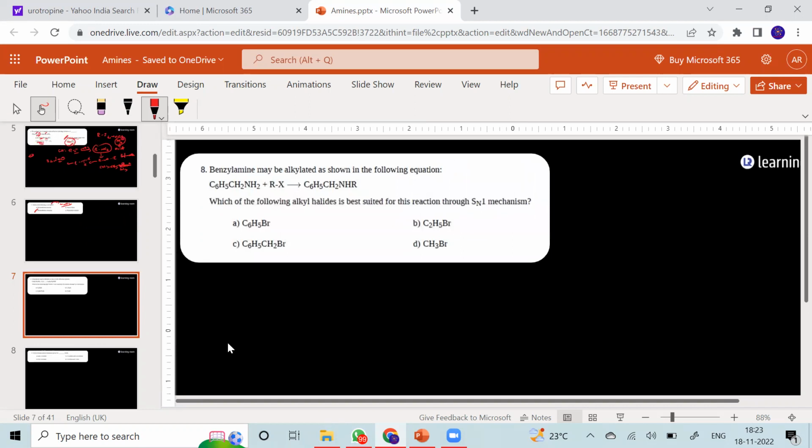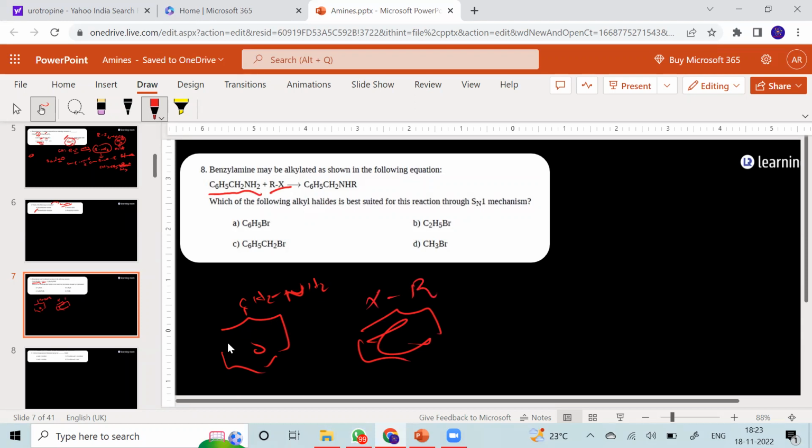Okay, so benzylamine. What is benzylamine? That is C6H5CH2NH2. That is a benzene ring with one CH2 and NH2. Right, and one NH2 like this. It is reacting with RX. Obviously, you can expect a nucleophilic reaction to happen. So if I have RX, and you remove one HCl, you form this particular compound, C6H5CH2NHR. Which of the following alkyl halides is best suited for this reaction through the SN1 mechanism?